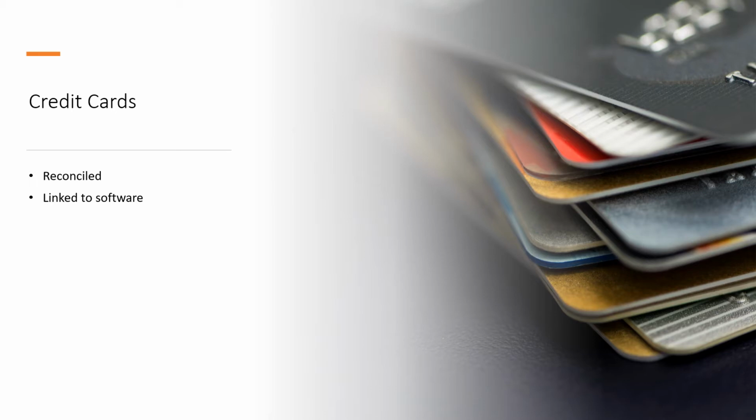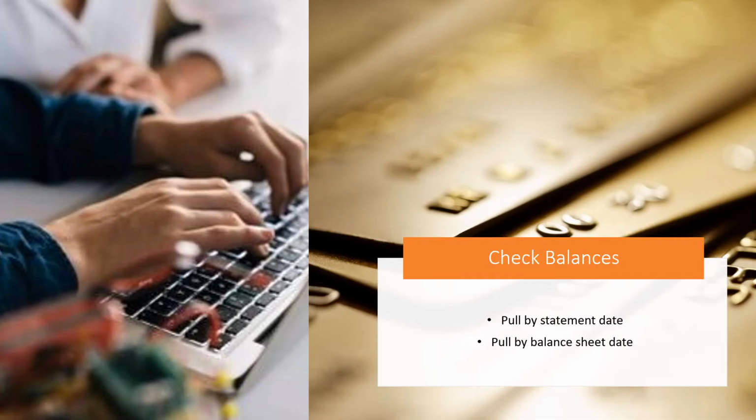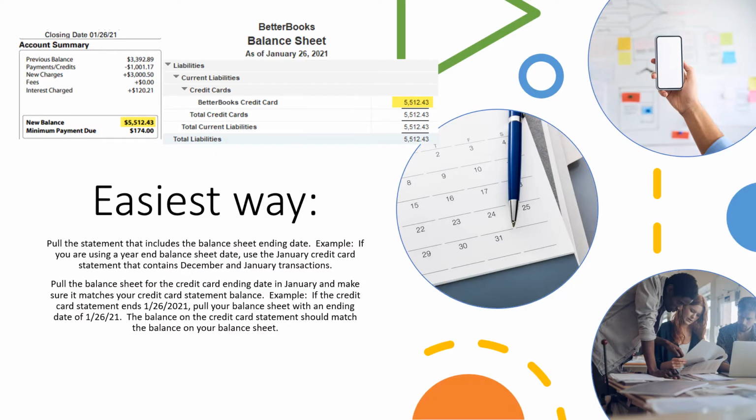Most credit cards have a statement end date that is in the middle of the month, so your reconciliation report is not going to match your balance sheet end date. To check your credit card balances, you can pull your balance sheet by the credit card statement end date, or you can use the balance sheet date that we've been using for this training. To reiterate what I said earlier, your credit card statement is not going to have a month end date, so we have to check the balance using one of these methods.